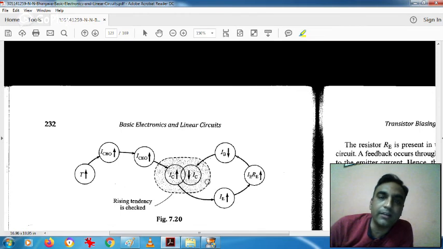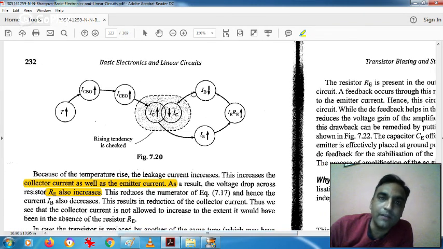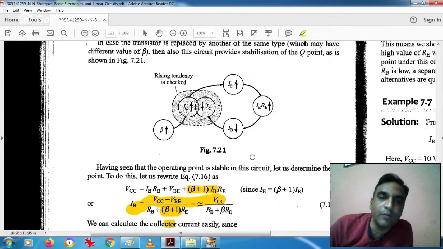As IC increases, IE increases, so the drop IE into RE increases, so IB will go down because it has the term minus IE into RE. So IB will go down, then again IC will go down. This is how it has compensated the Q point. That means your thermal runaway has stopped somewhere, so it will not keep increasing IC and your Q point will be stable.